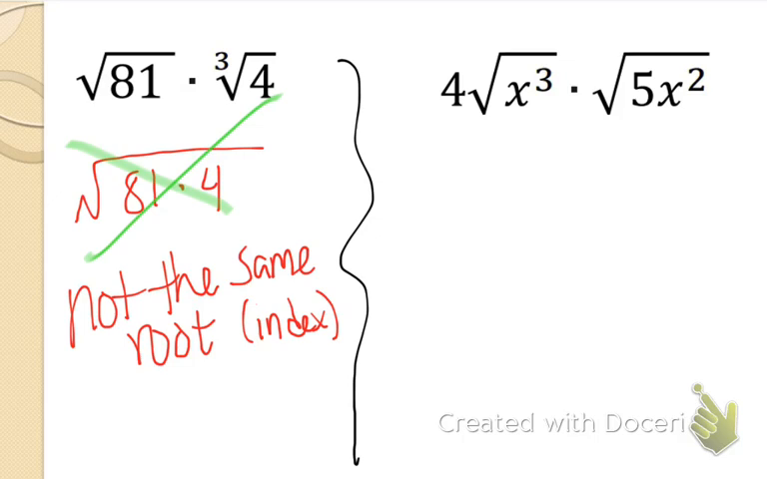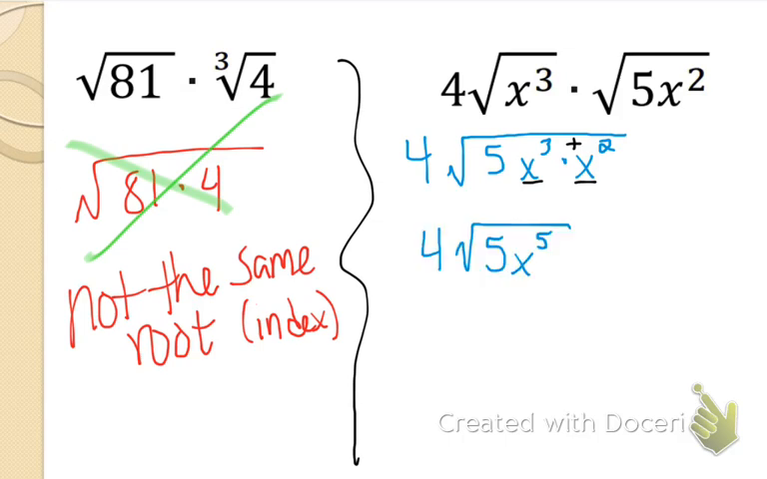So what we're going to do is, again, rewrite this, but apply the property. Coefficients always go first in front of variables, so I'm going to put the 5 there. x cubed times x squared. Now we just learned about properties of exponents. When your bases are the same, we can add the exponents. So we have 4 square root of 5x to the 5th.